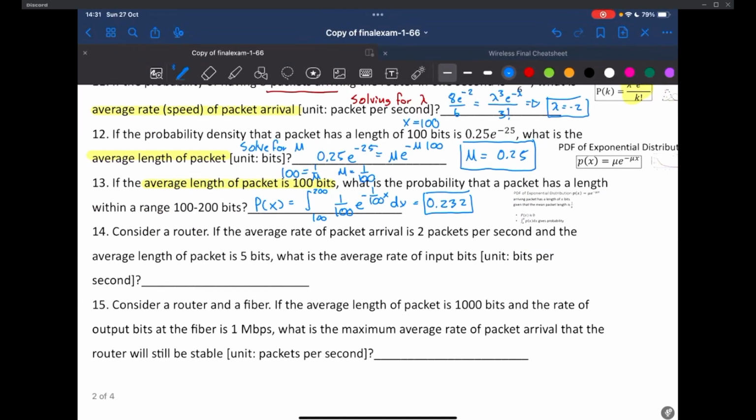So next one is, consider the router. If the average packet rate is 2 packets per second, and the packet length is 5 bits, what is the average input bits? So we're trying to find the average input bits here.